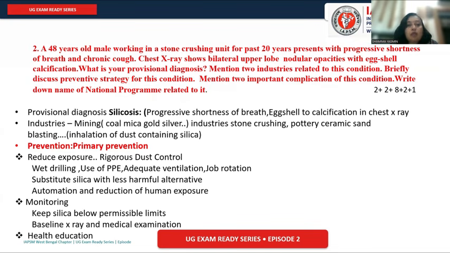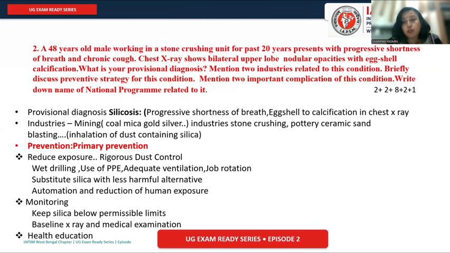Then the question asks us to discuss the preventive strategies. For preventive strategies of any pneumoconiosis, we take it as primary prevention, where the main work is to reduce the exposure by rigorous dust control, wet drilling, use of PPE kits, adequate ventilation, job rotation, substituting silica with less harmful alternatives, automation, and reduction of human exposure. These can be some of the primary preventive methods.